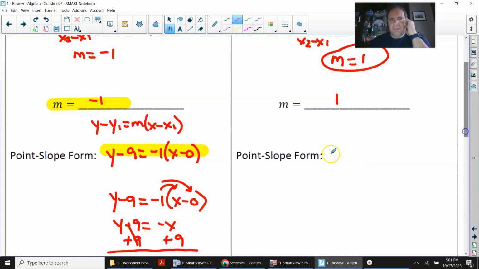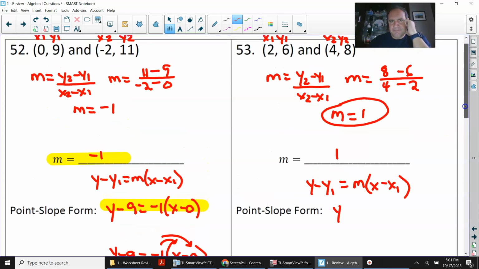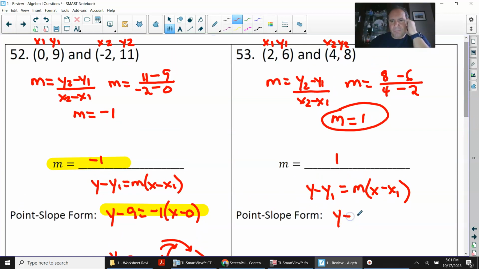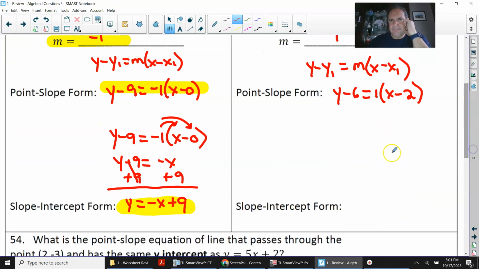The point slope formula is y minus y1 equals m times x minus x1. You're going to substitute the points in. Y minus y1, which is 6, equals m, which is 1, times x minus x1, which is 2. That is the point slope form. So I'm just going to rewrite it, then solve it for y.